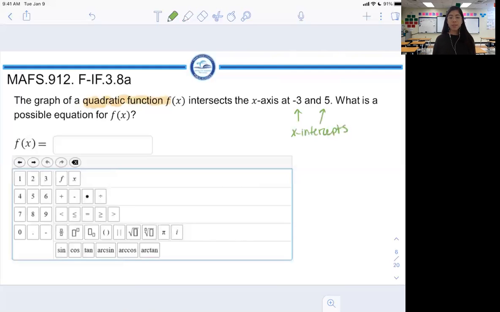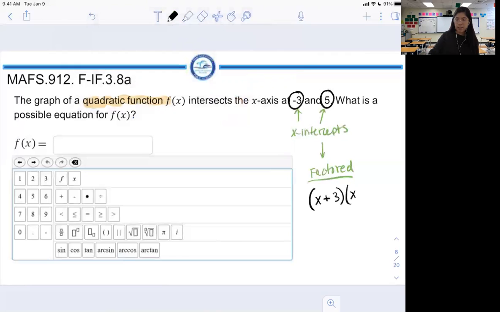Since I know those are my x-intercepts, what form can I write the equation in that will be easy for me to write right now? Good, we're gonna go to factored form. And what's the only thing we have to remember? When we write things in factored form, if I have a -3 and a +5, what's gonna happen? Yeah, it's gonna be the opposite. So instead I'm gonna get x plus 3 and x minus 5. And that's basically it.